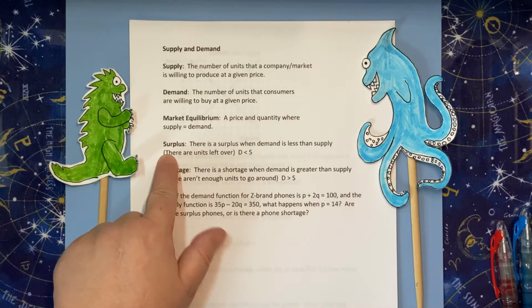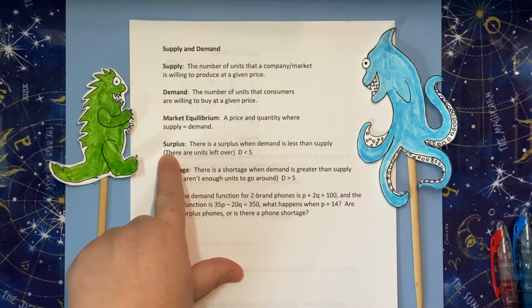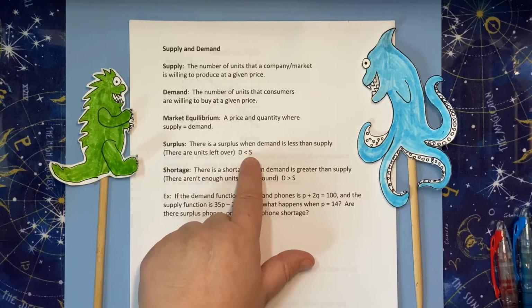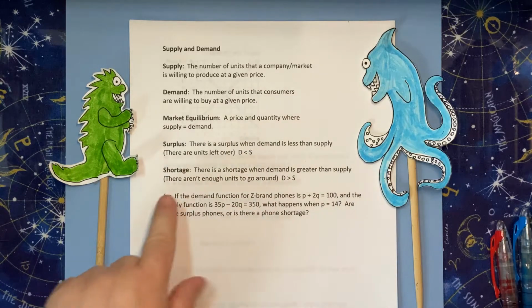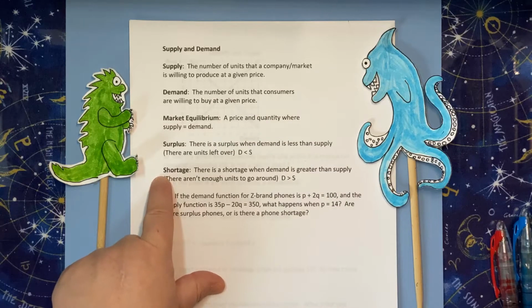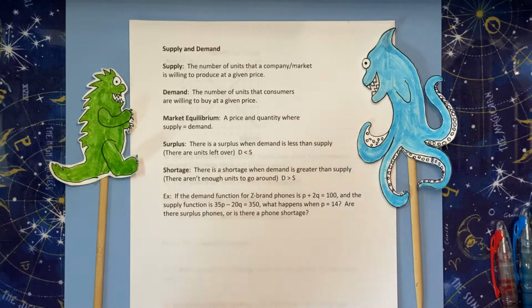Surplus: this is a situation where demand is less than supply. So we've got more stuff, not enough people want to buy it. Demand is less than supply. There are units left over. A shortage: there is a shortage when demand is greater than supply. So people really want to buy something, but there aren't enough of the units to go around.